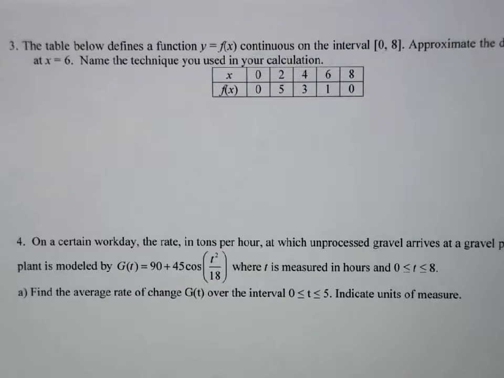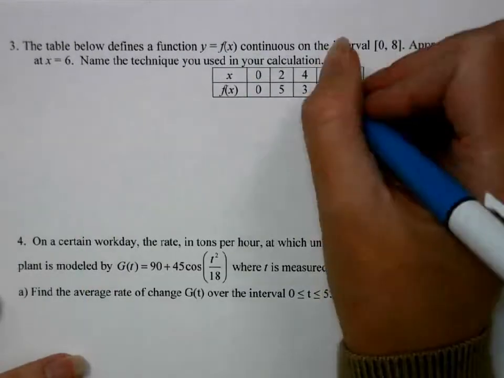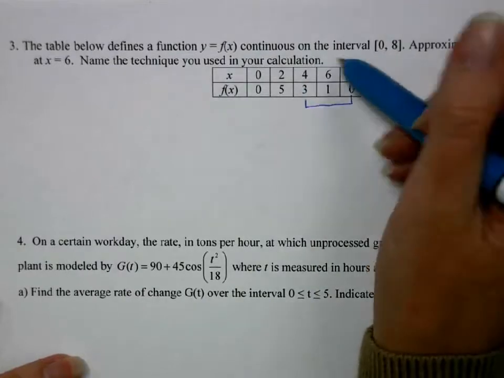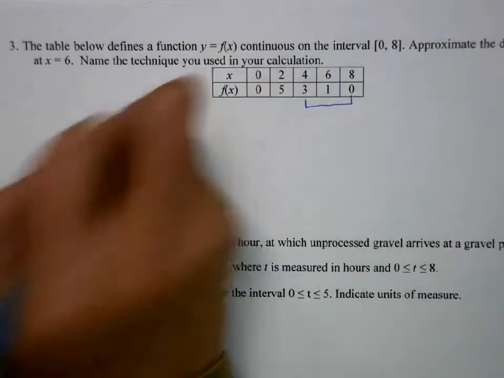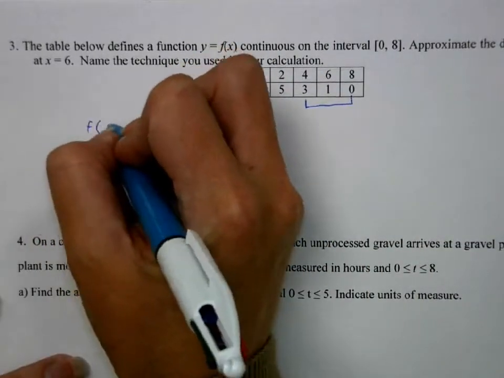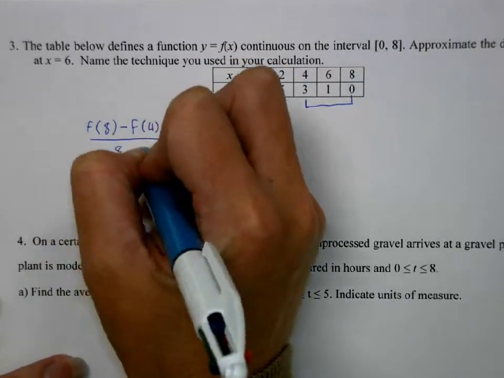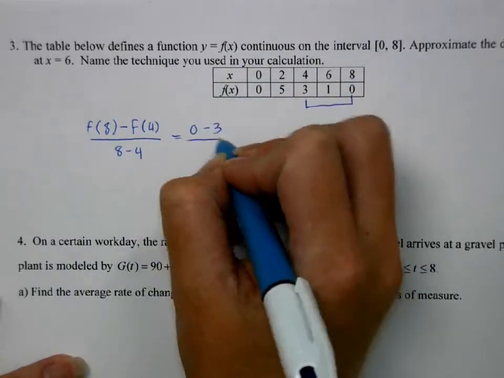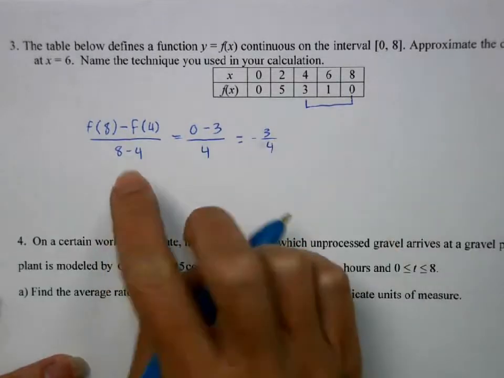Okay, the table below defines f of x on the interval 0 to 8, approximate the derivative at x equals 6. So x equals 6, we're going to be looking around it. Okay, derivative is the slope, so if I find the slope nearby, then we're good. So I'm going to do f of 8 minus f of 4 over 8 minus 4. Then from the chart, that's 0 minus 3 over 4, or negative 3/4. This is called a difference quotient.